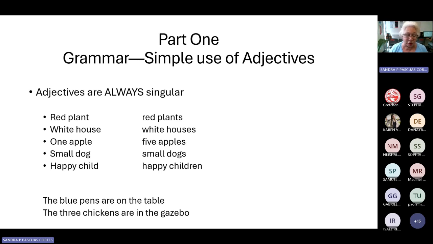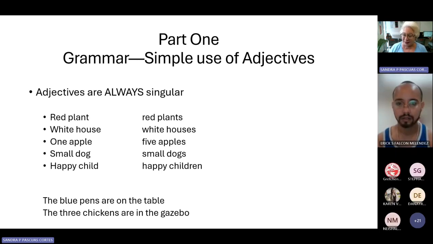And as you see here, we have red plant. Notice, please, that the adjective is before the noun: red as the color, and plant. But when you have plural, look at red, students. Red does not change. The plural of plant is plants, but notice that red stays singular.